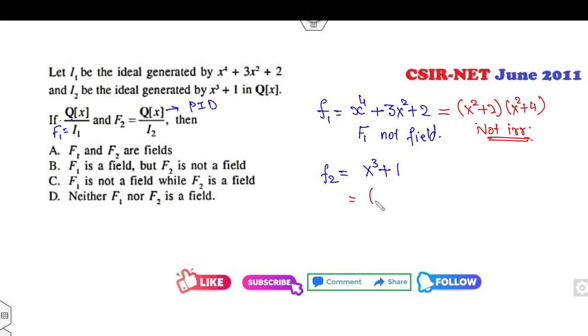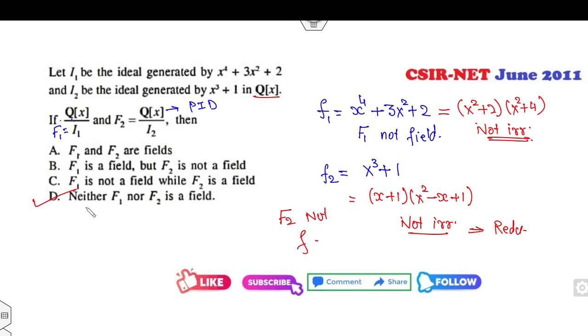Similarly, you can see x plus 1, it is x square minus x plus 1, and clearly say the roots are in Q. So that means this is again not irreducible. That means this is my reducible polynomial. So again you can see F2 is not a field. So neither F1 nor F2 is a field.